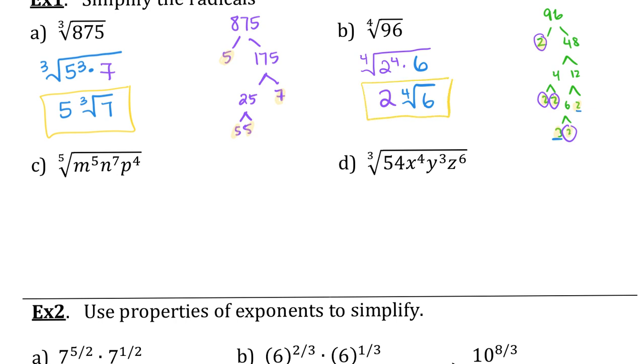Okay, now what about when we have variables? Okay, let's remind ourselves. Remember, if I have the fifth root of m to the fifth, I know that that cancels. So I'm going to go ahead and take the m out.